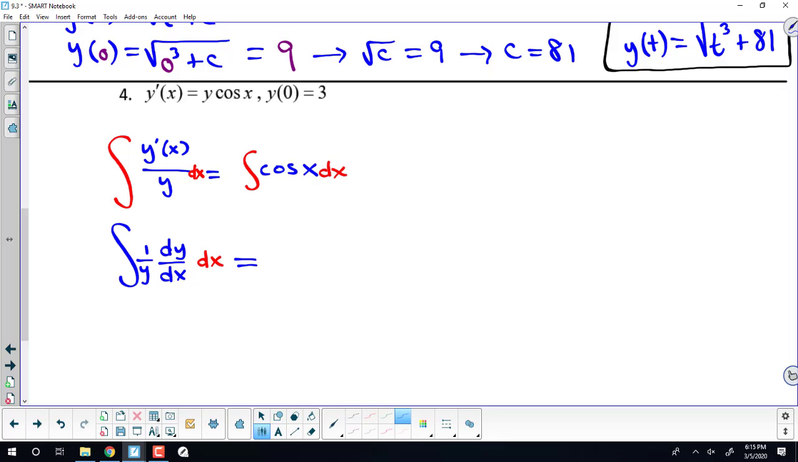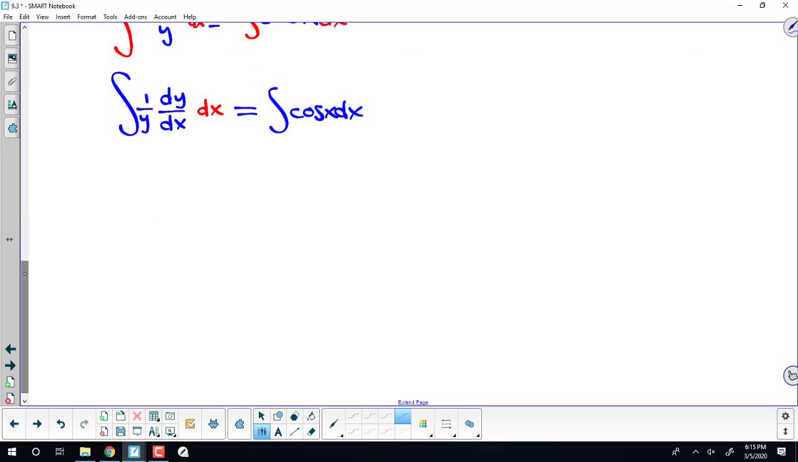You know, like we've seen a couple of different ways, like u of t, u of x, y of x, y of t. With these separable ones, whatever variable is prime, you want that other variable, like the y or the u, with the u prime or the y prime. So that's how you know you can separate it. And then this is just this. So we have, again, natural log absolute value of y, antiderivative of cosine.